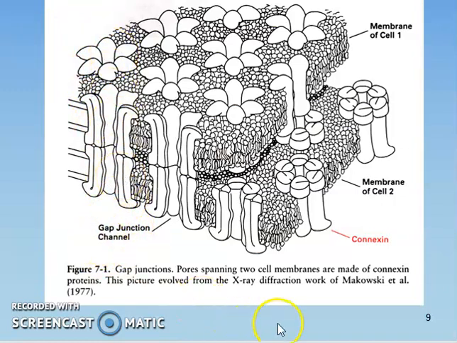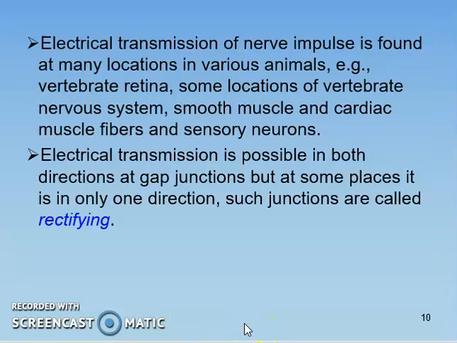There's a problem with this kind of transmission. That backflow is possible because if the path is open, ions can move from this direction to this direction, and vice versa. I mean, they can go back. At some places, it is only unidirectional, and those are called rectifying channels or rectifying junctions.